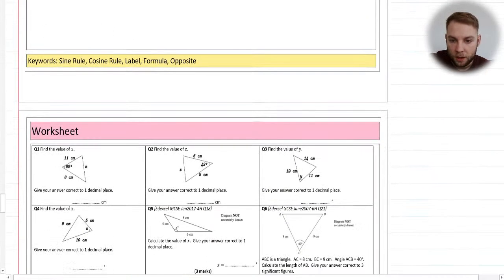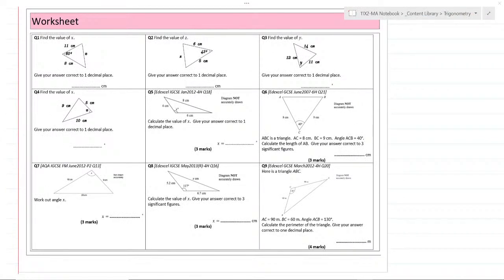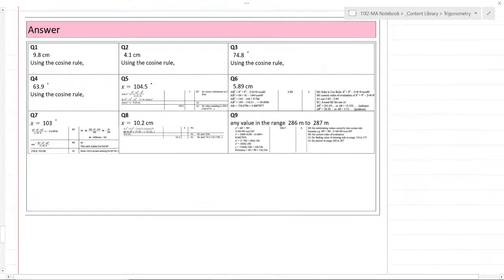Alright, if you're catching up, have a go at these questions here. Pause now and have a go at these if you're catching up. And if you're catching up, here are the answers.